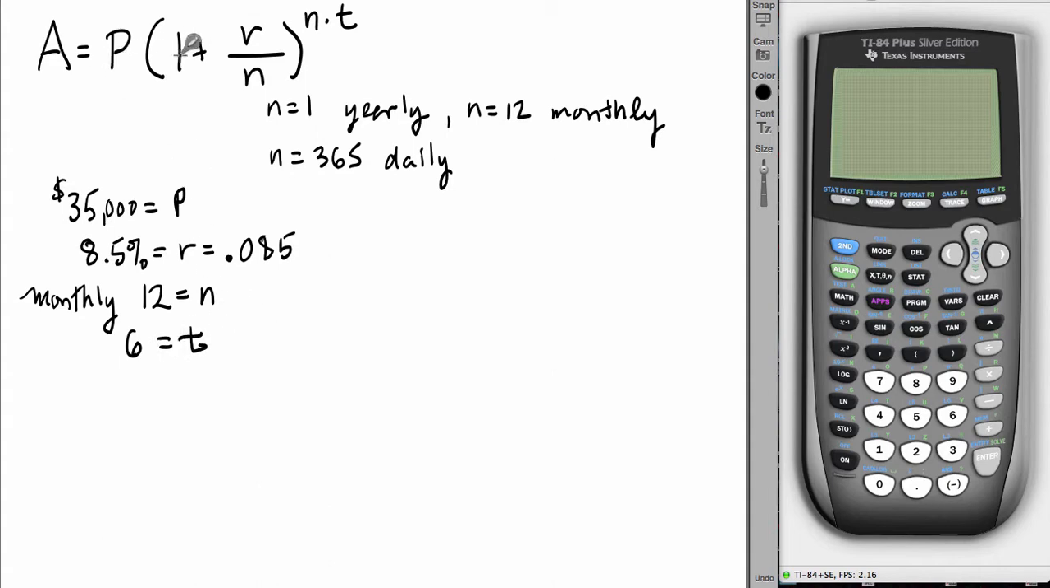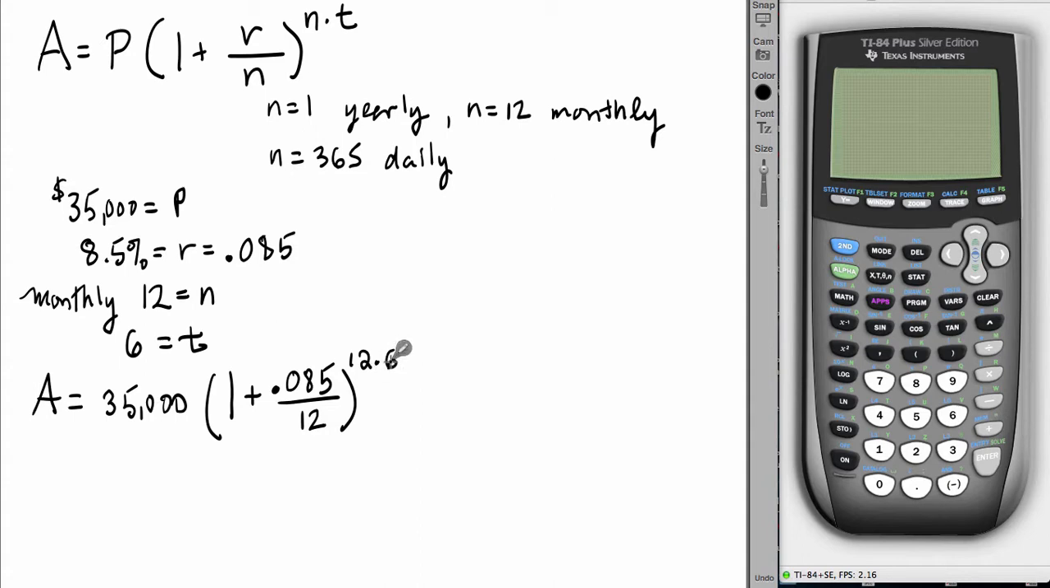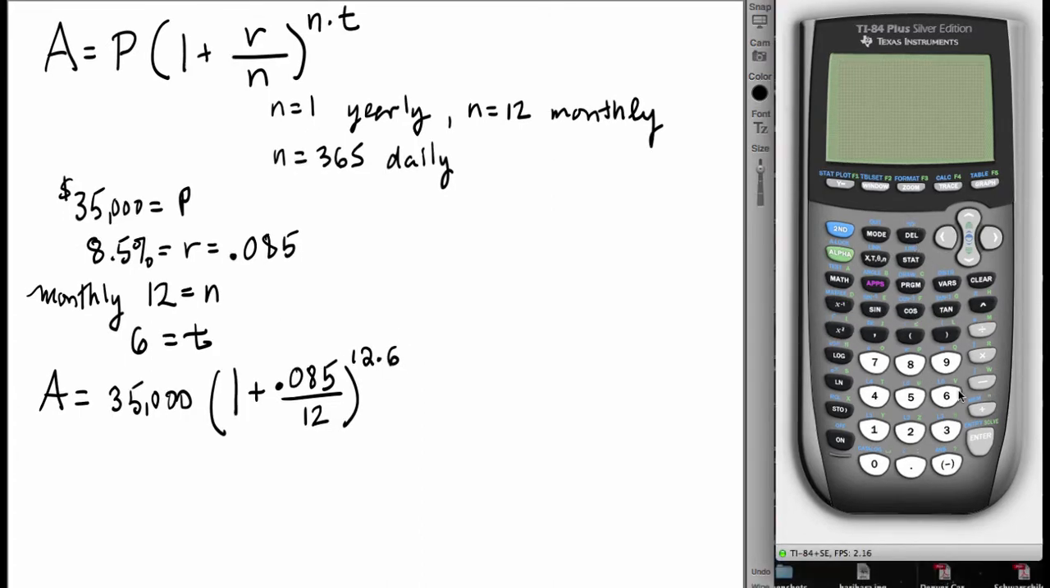So what we see is that we have each of the values we need in order to perform this calculation. So A will equal 35,000 times 1 plus R. Remember, put that into its decimal form, 0.085, divided by 12, that's because we're compounding monthly, and raise this to the compounding periods, which is 12 times per year, times the number of years. So let's go to the calculator.